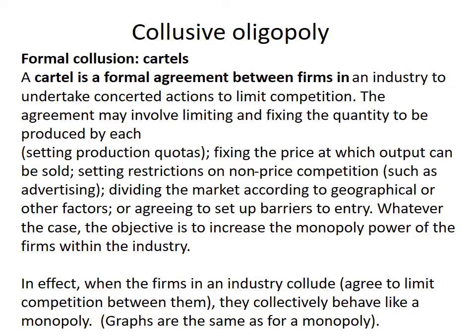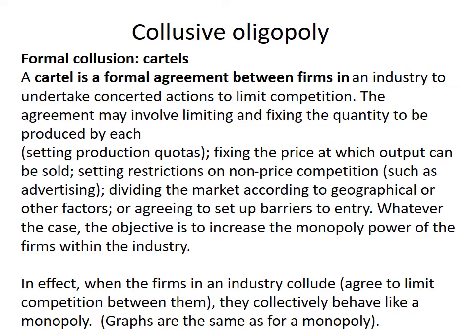The agreement may involve limiting and fixing the quantity to be produced by each, such as setting production quotas, fixing the price at which output could be sold, setting restrictions on non-price competition, such as advertising, dividing the market according to geographical or other factors, or agreeing to set up barriers to entry. Whatever the case, the objective is to increase the monopoly power of the firms within the industry. So it's important to realize this last paragraph is key.